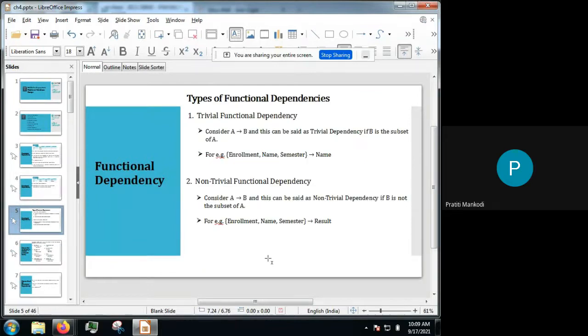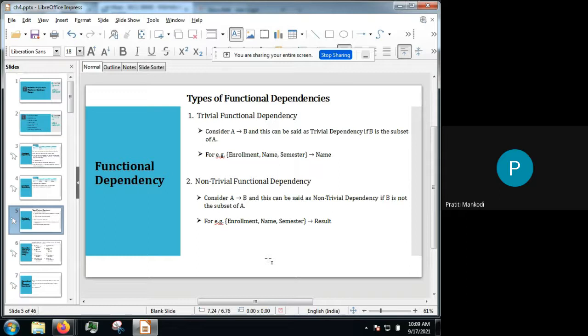We have also discussed the types of dependency. This is also an important question as far as your 3 marks questions are concerned: explain the different types of functional dependency. There are two, trivial and non-trivial. It's very easy to remember. If your dependent part is a subset of the determinant, it becomes trivial. If the dependent part is not a subset of the determinant, it becomes non-trivial.